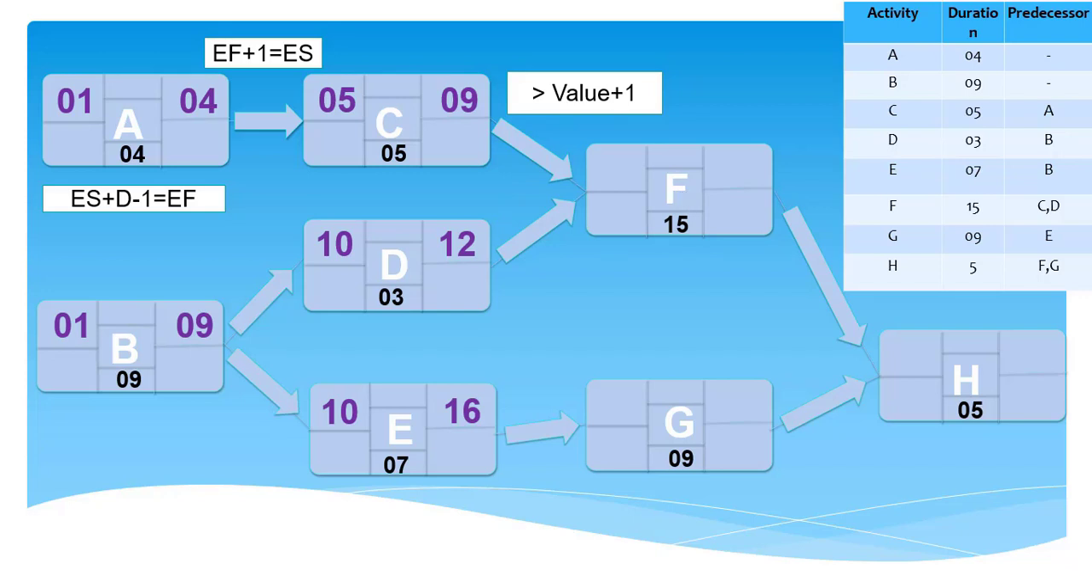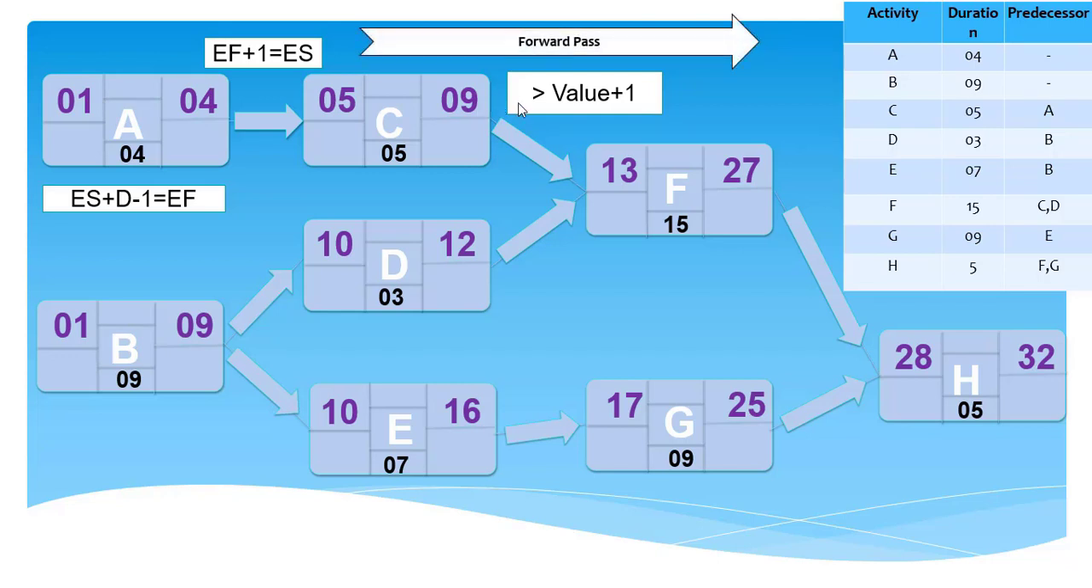Okay, now early start of this activity will be 12 plus 1, which makes 13. Now early start of activity G will be 17, and early finish of both of these activities is 27 and 25. Now what will be the early start of activity H? Definitely we'll take the greater value. It is 27 plus 1, which makes 28, and early finish will definitely be 32. So the process that we did over here, in which we defined early start and early finish of each activity, is called forward pass.